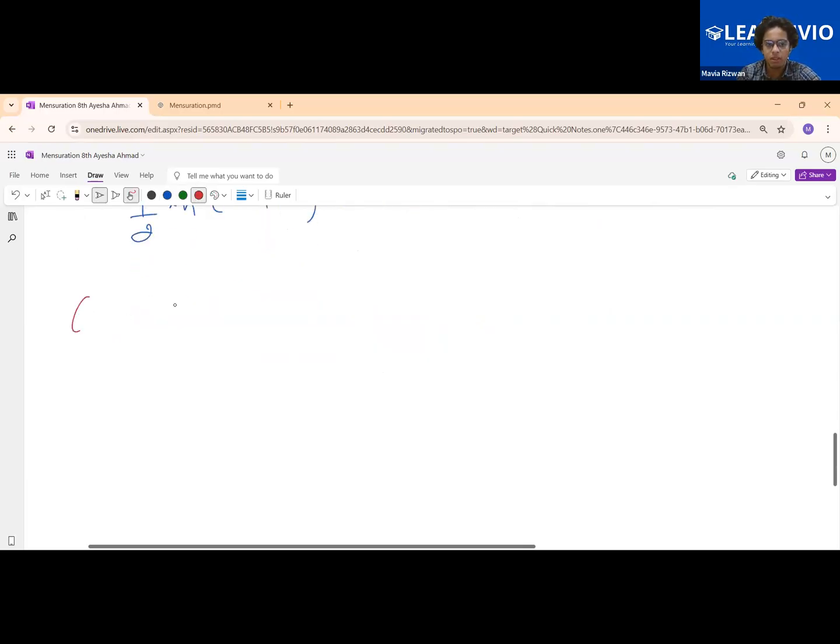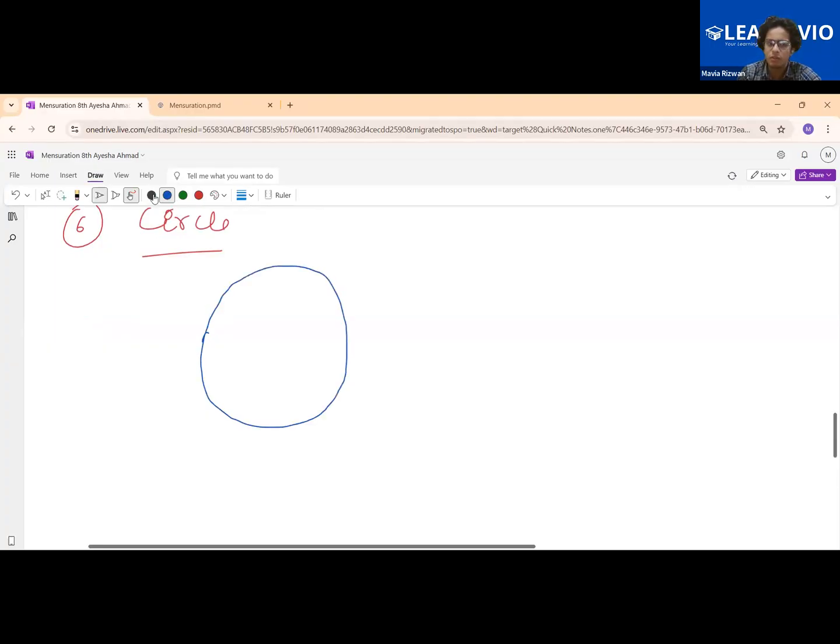Now coming to circle. Sixth shape, circle. Am I missing out any 2D figure? For circle also there will be some area. Like circle, we studied in class 7th also, right? Maybe I don't remember. Okay, I'll tell you.